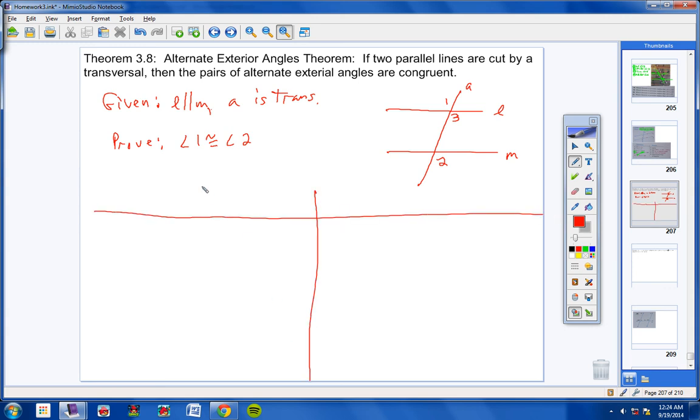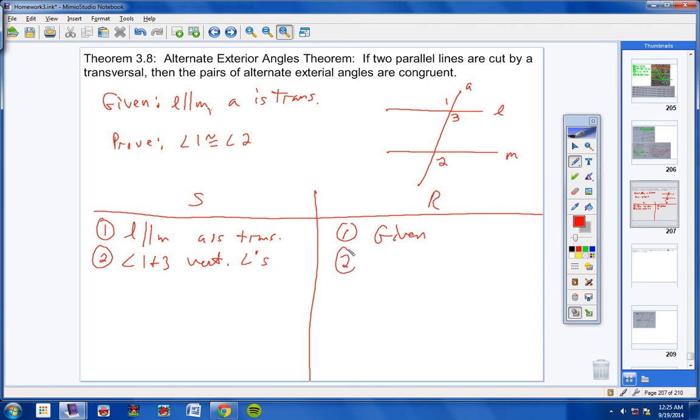So here's my statements. Here's my reasons. Number one, of course, is your given. So L is parallel to M. A is a transversal. That's your given, okay? Now, step two, I'm going to state that angles 1 and 3 are vertical angles. I've got to state that first. I've got to state they're vertical, okay? And the reason is definition of vertical angles.